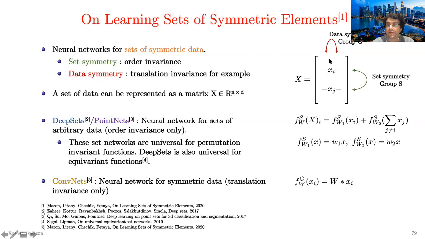The second symmetry: if there are images, we know that translation is a very good symmetry. So we have two kinds of symmetry. We have set symmetry, order invariance, and we have data symmetry, translation invariance, in the case of images. This idea of using both symmetries was introduced in deep sets and point nets. The idea is basically to concatenate first maybe the convolutional features and then the set neural network. So it was done in a separate processing.